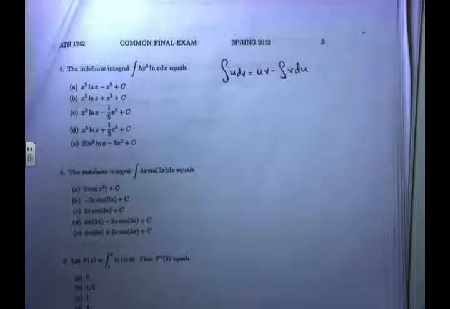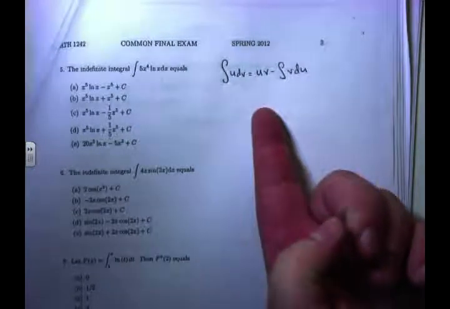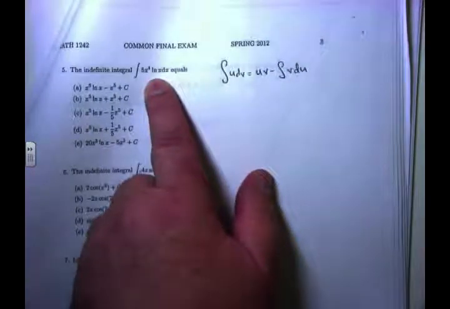Remember, the derivative of natural log of x is 1 over x. The integral of natural log of x requires integration by parts. Every time we've done it, we've always used integration by parts. So that's a real clue that you know what technique you should use on this problem.